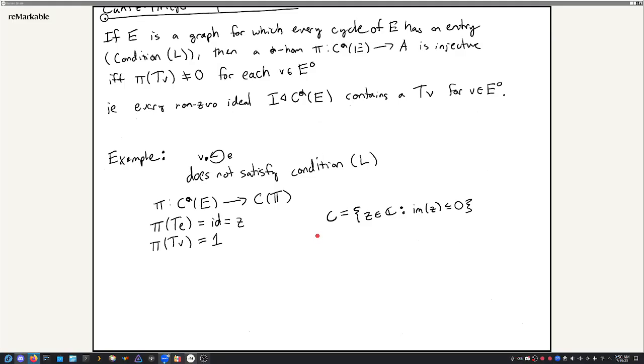So then the set of continuous functions for which are supported on the complement of C. So in other words, the image of this closed set is 0. This is an ideal in continuous functions on the circle. And this is an ideal which does not contain the unit.